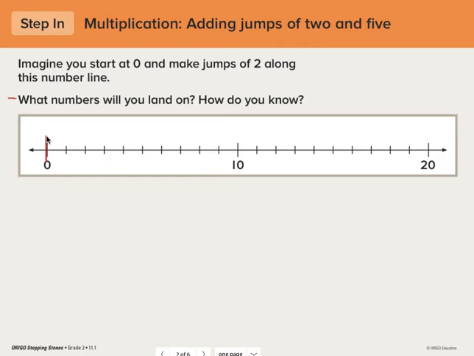So we'll land on numbers like 10 and like 8 and 4 and 12 and 20, but we would never land on 5 because if we take jumps of 2, we skip right over 5. 5 is right here. We would skip right over 5 if we're taking jumps of 2 and start at 0.